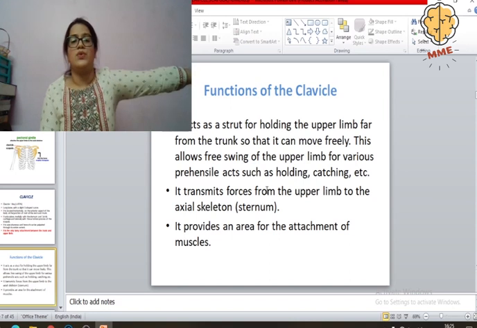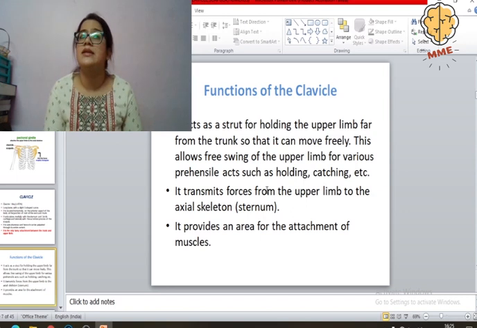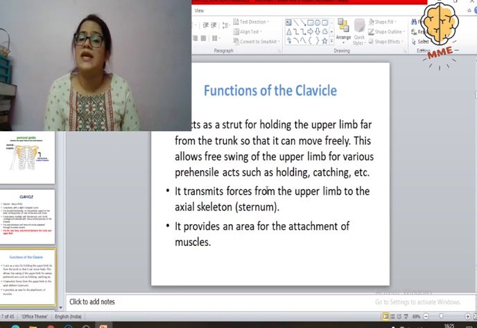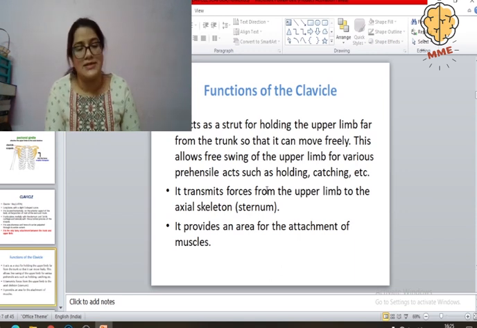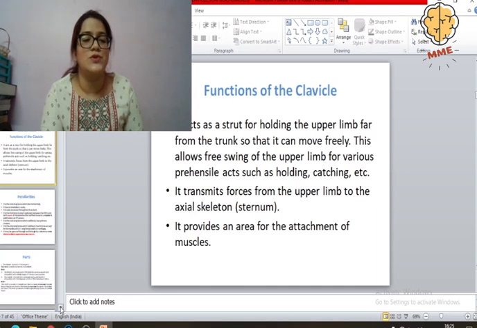the trunk. When we abduct, there's something that we have which holds the upper limb to the trunk, and what is that? That is the clavicle. And so we can move freely. This allows free swing of the upper limb for various prehensile acts such as holding, catching, grabbing. It transmits forces from the upper limb to the axial skeleton. It provides an area for attachment of muscles, which almost all long bones do, right?